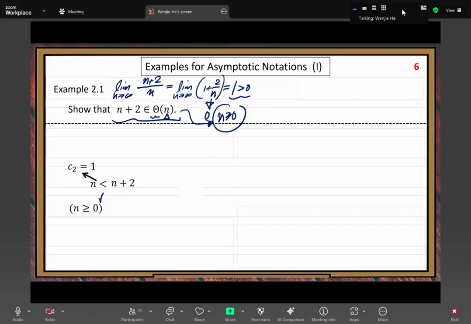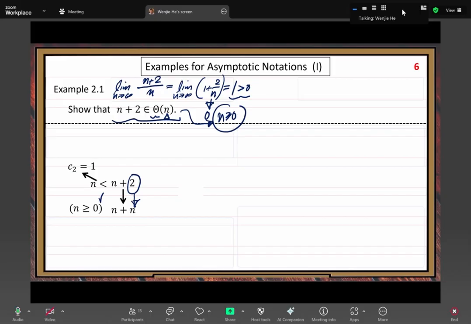Then the upper bound. The upper bound is slightly harder than the lower bound, but not too much harder. This time we need to find C1, and we want to use C1 times n to be an upper bound for n plus 2. It is simple, but you need to fix all the details here. So what C1 do you want to use here? Let me show you the formula transformation. Here we replace 2 by n, and we hope to get a larger function value. We replace 2 by n, but we hope the new function value is greater than or equal to the old one.